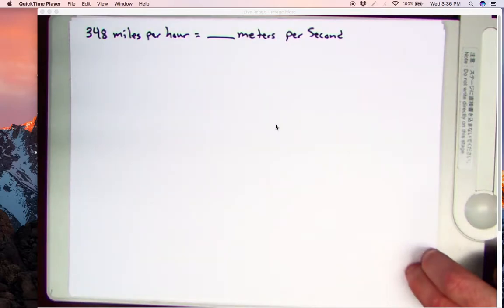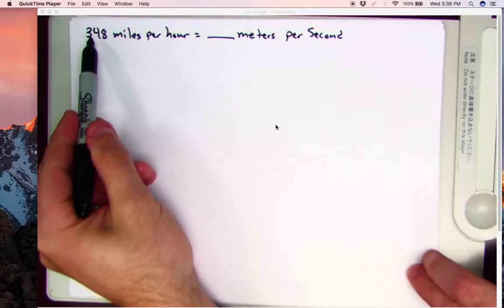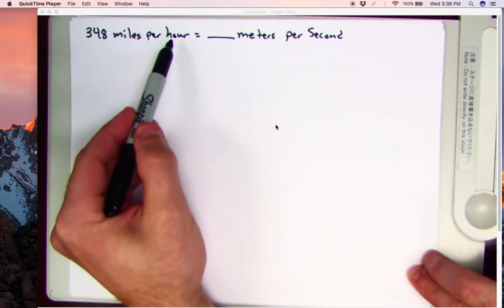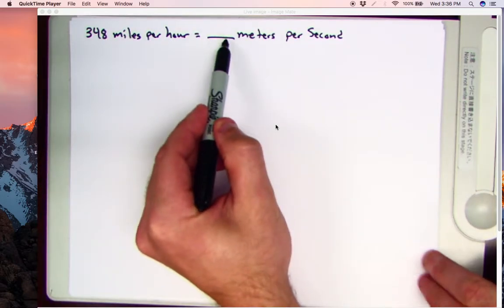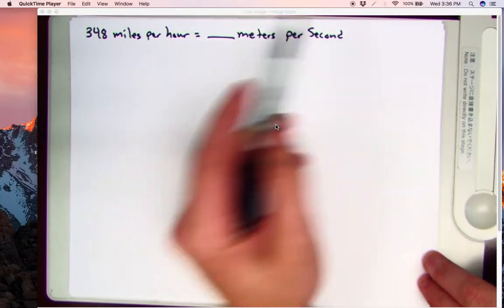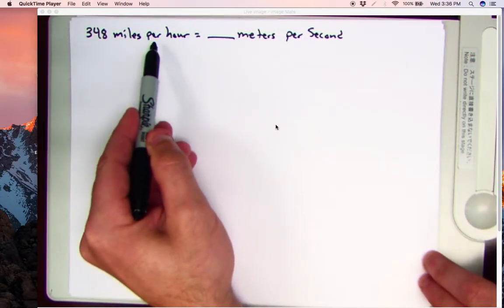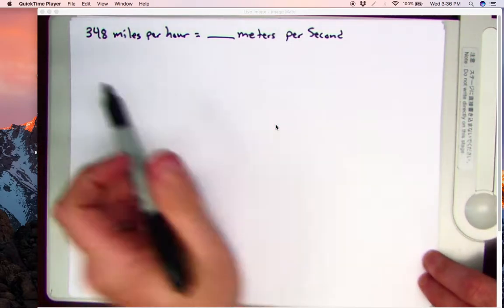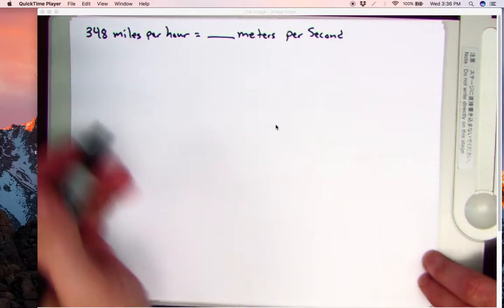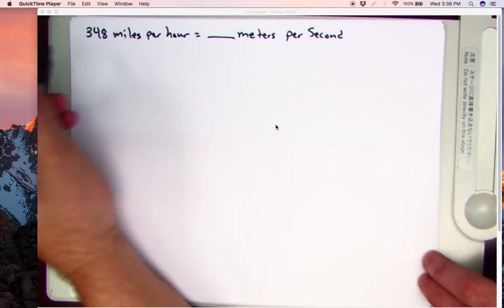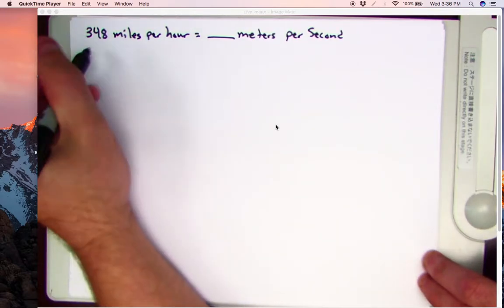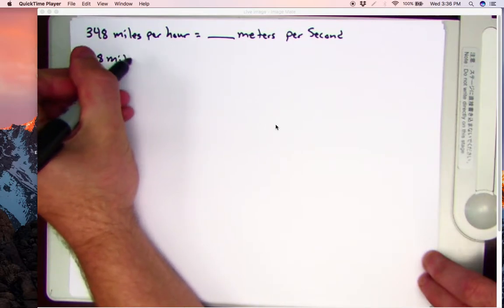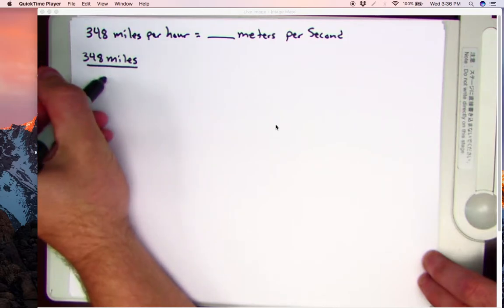Now, in order for us to do this, we've got to know that we're going to be doing 348 miles per 1 hour, and we have to convert it to something meters per second. That word per right there means we're going to be dividing. How I like to do my unit conversions is with a grid. Of course, other people may do it differently. So for me, 348 miles per 1 hour.